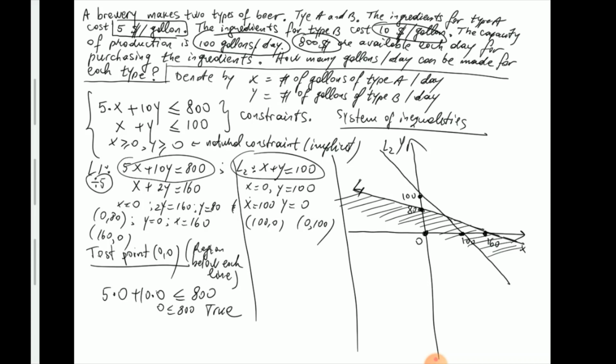The same test point for the second line. You could actually figure it out in your mind: 0 plus 0 less than 100, because remember, you plug the test point into the inequality itself, in the inequality x plus y less than 100. And of course, the inequality is true. So therefore, the region below the second line is part of the solution.